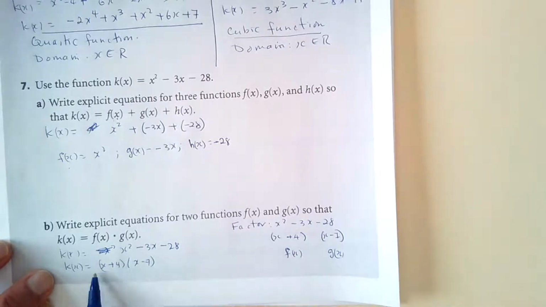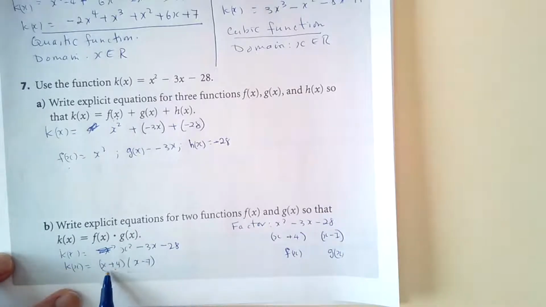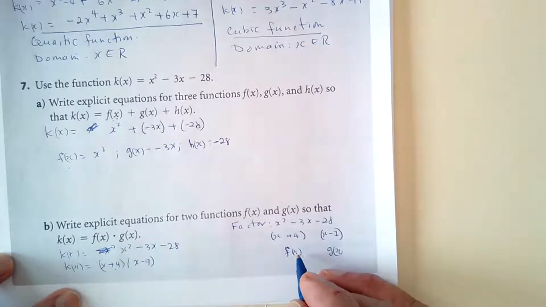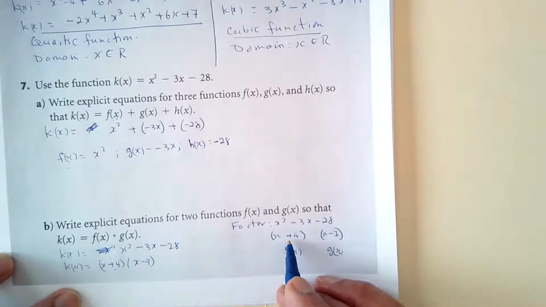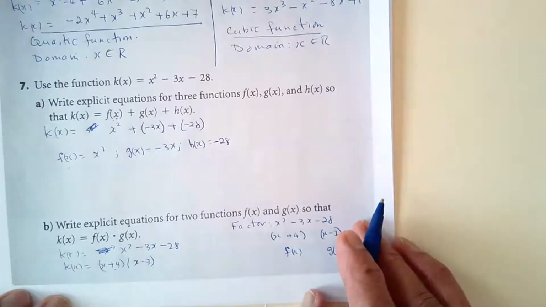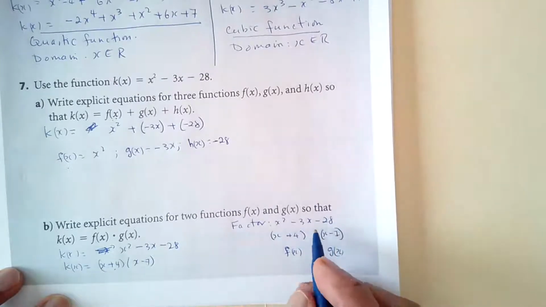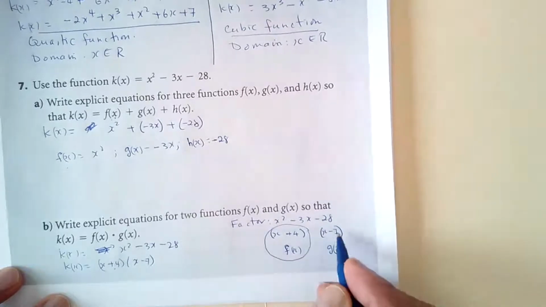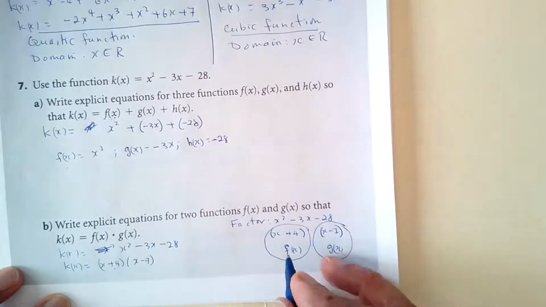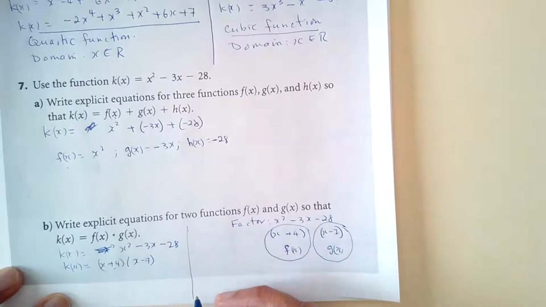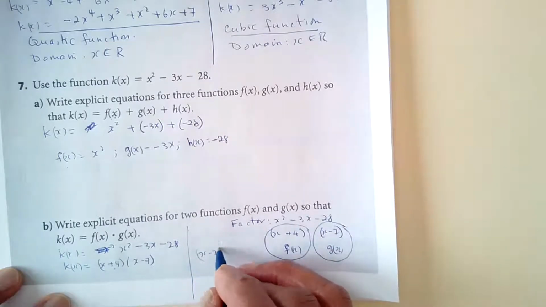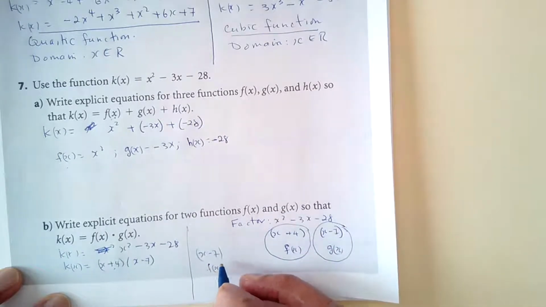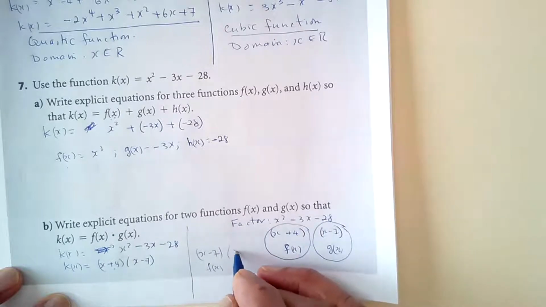By the way, you could have put this in a different order. You can make f of x, x minus 7, and g of x, x plus 4, and it will be the same. So f of x, this, and g of x in this case. Or you can do it the other way around. You could have said this is f of x, so it'd be x minus 7 should be f of x times x plus 4.